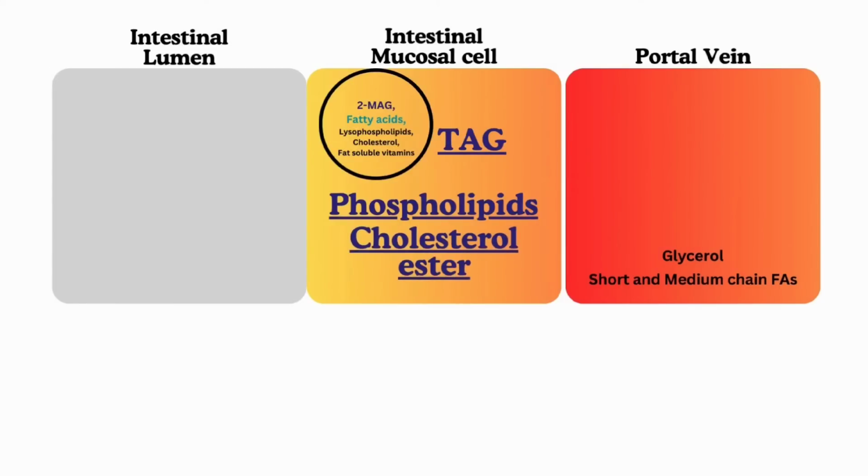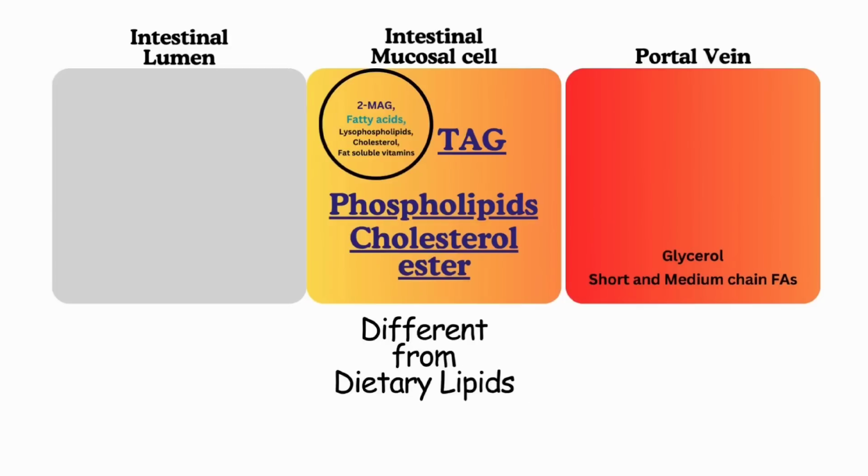Cholesterol is also converted to cholesterol esters, and lysophospholipids are transformed into phospholipids again. Importantly, these newly synthesized lipids differ from the dietary lipids. Free glycerol absorbed from the intestine cannot be directly reused to create new lipids, as it enters the bloodstream. However, intestinal cells can produce glycerol phosphate from glucose and subsequently attach 3 fatty acids to form triacylglycerol.